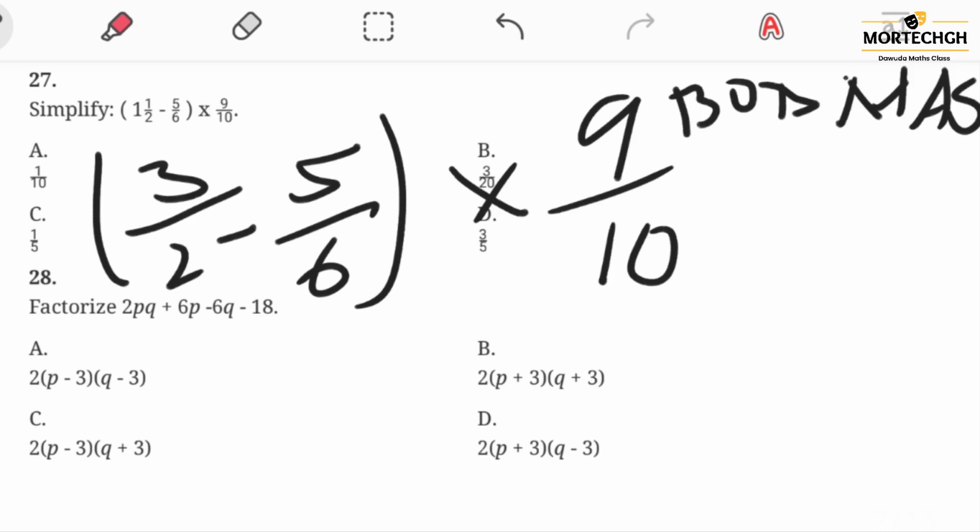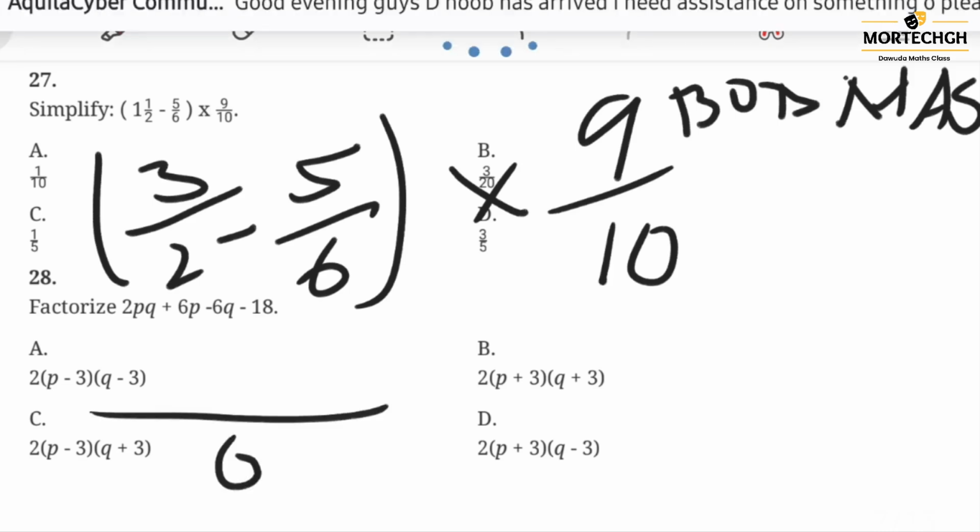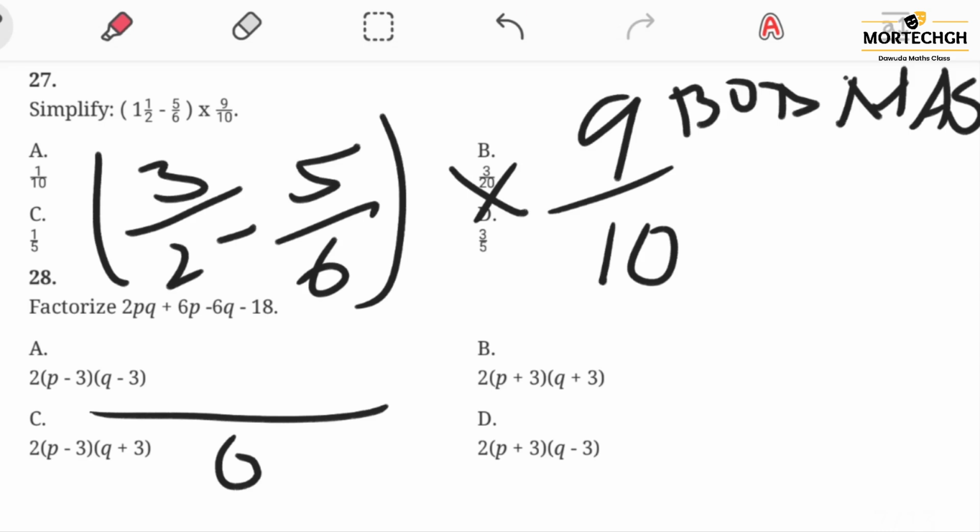So with this expression, we should deal with the bracket first. Meaning we have to solve the bracket first. That's 3 over 2 minus 5 over 6. So what is the LCM? The LCM here is 6. Now how many times will 2 enter 6? 3. 3 times 3 will give you 9, minus 6. The 6 will cancel 6, leaving 5.